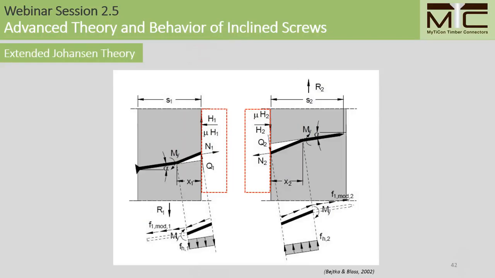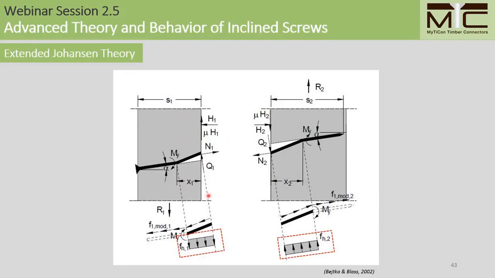The derivation of the extended Johansson theory is based on the undeformed state of an inclined fastener as reproduced here. As you can see at the shear plane, there's an accounting for the axial force normal to the cross-section of the screw. There's the normal force at the shear plane, the friction force. We have the shear force perpendicular to the screw axis. We also have the dowel bearing strength as modeled perpendicular to the axis, just as I've been doing in this presentation up until now. And this parameter F1 that you see here and here is the withdrawal resistance, which I've mentioned is sometimes modified for high installation angles.